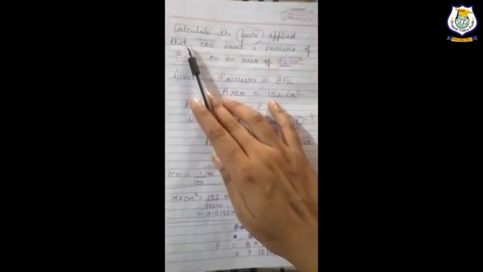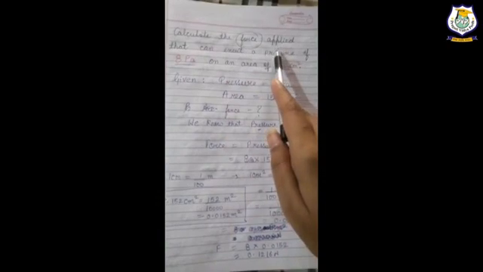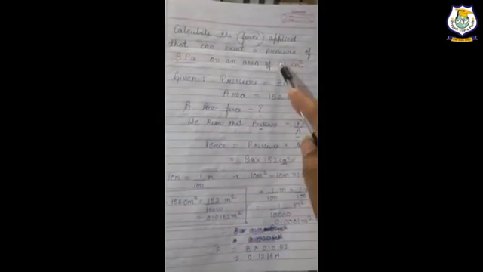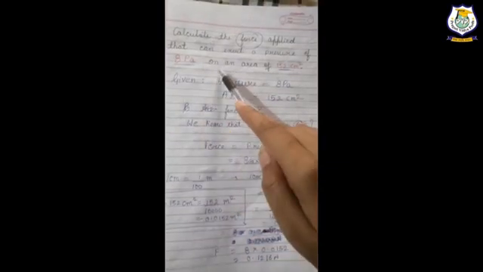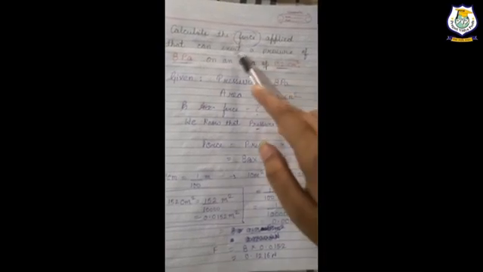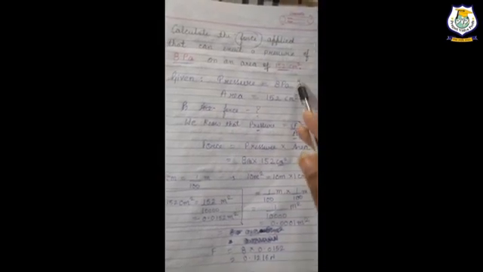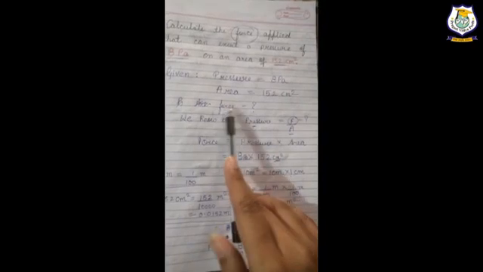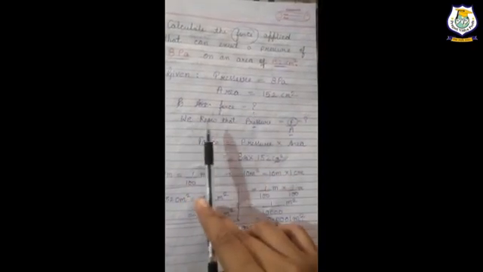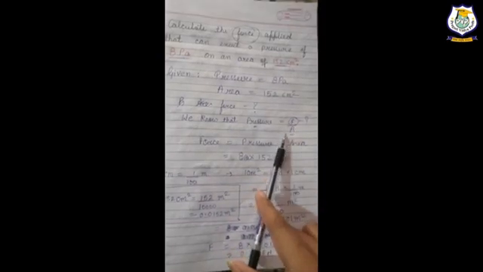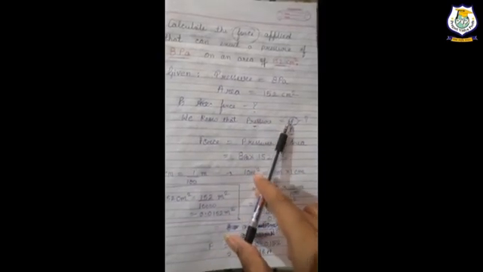Now question number 3 is, calculate the force applied that can exert a pressure of 8 Pascal on an area of 152 centimeter square. In this question, we have to calculate the force where the pressure 8 Pascal and the area 152 centimeter square are given. So first we will write the given things. Pressure 8 Pascal, area equals 152 centimeter square. What do we have to calculate? We have to calculate the force. We know that pressure is equal to force upon area. But here the pressure and area are given and we have to calculate the force.